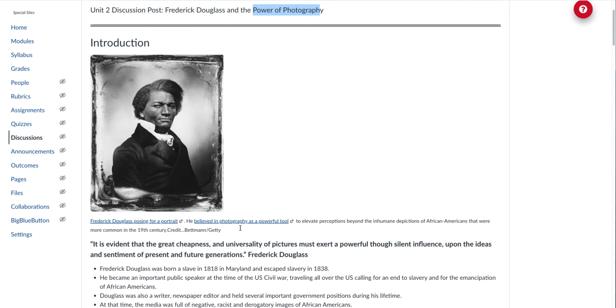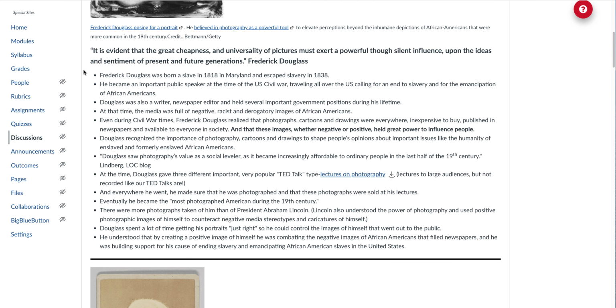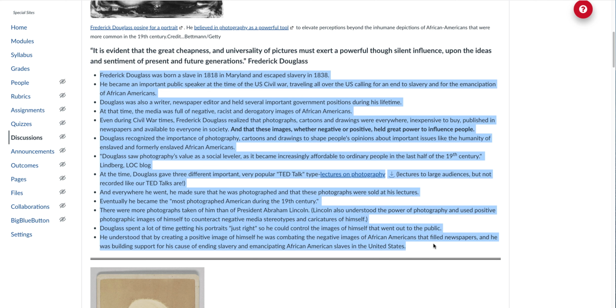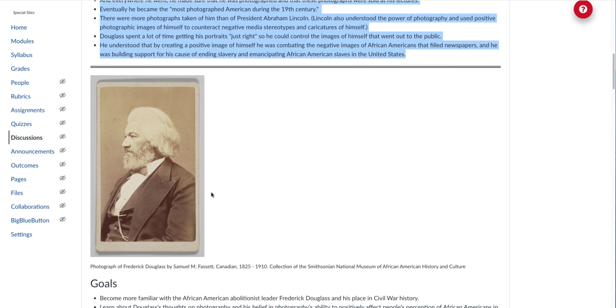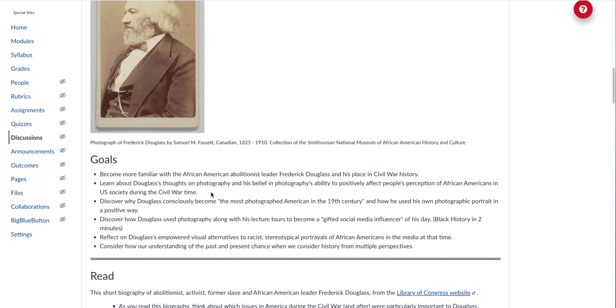So you're going to start out with the introduction. Read this over. This is going to give you the background information that you need. I embedded several photographs of Frederick Douglass because you're going to find out that he became the most photographed American in the 19th century. So the goals for this assignment: become more familiar with the African American abolitionist leader Frederick Douglass and his place in Civil War history.